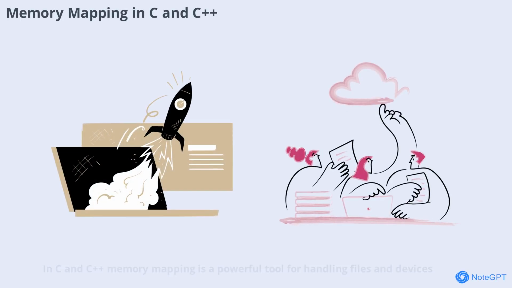In C and C++, memory mapping is a powerful tool for handling files and devices. Developers use system calls like mmap to map files into memory, allowing direct access to file contents. This approach is especially useful for performance-critical applications such as databases or scientific computing, where speed and efficiency are paramount.